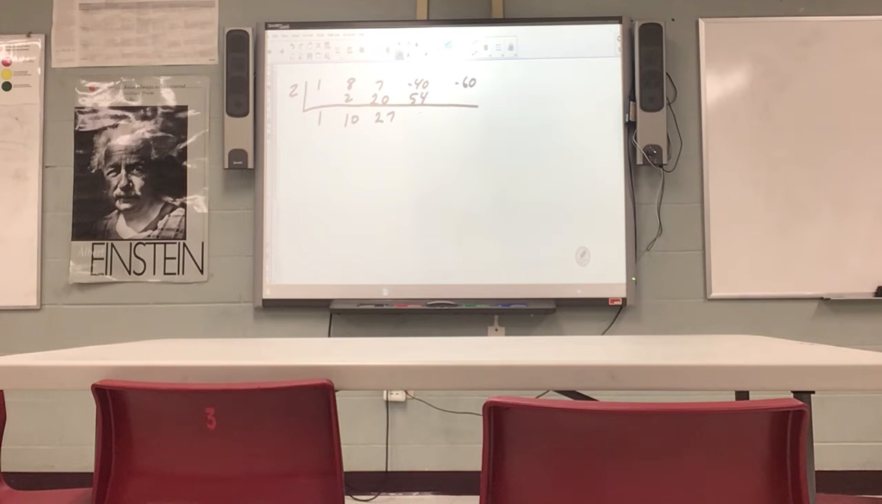I add and get 14. Is that right? 14 times 2 is 28. So I don't get a 0. So 2 does not work, which is okay. That means we can eliminate choice A, C, and D. There's only one left.